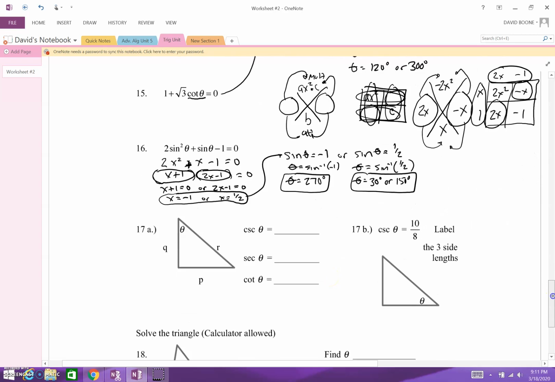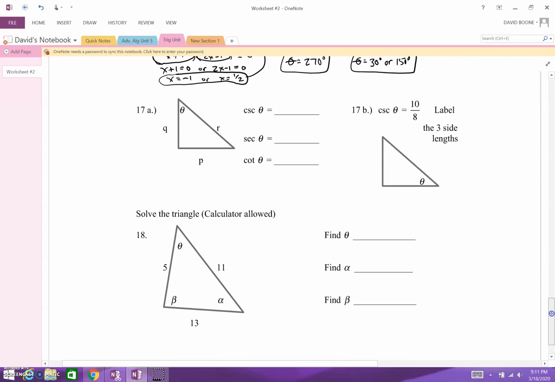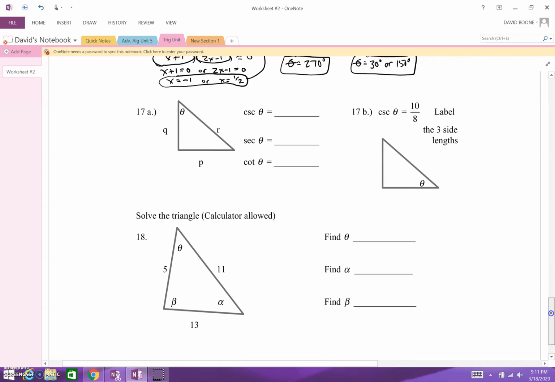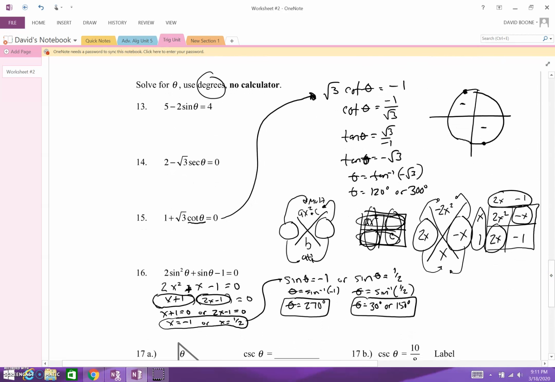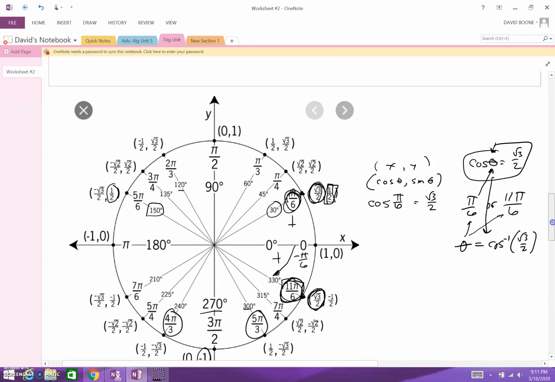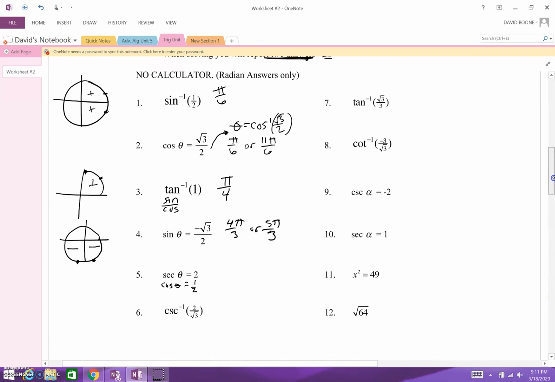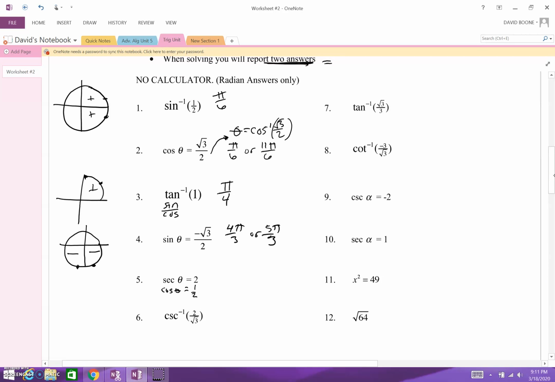The problems below here are review from the previous worksheets, so you can give those a try. I'd also go back up and try these other problems, 13 and 14, and then make sure you finish these other problems back here that we didn't do.